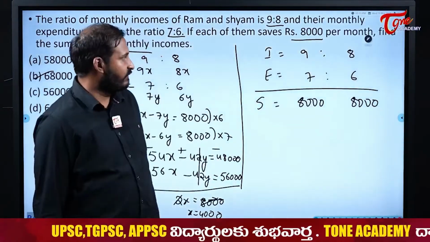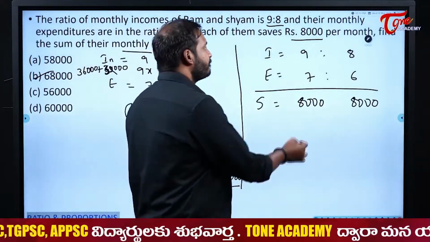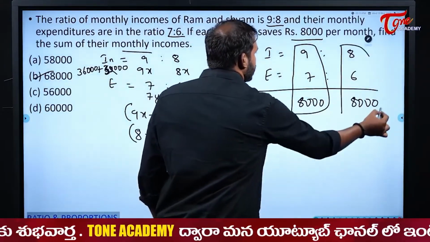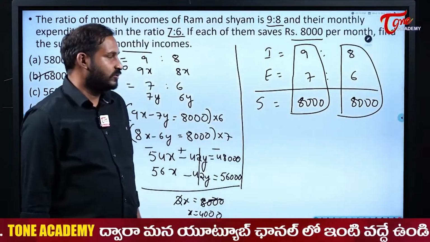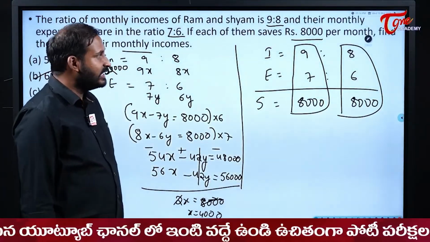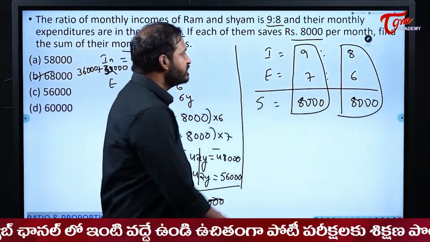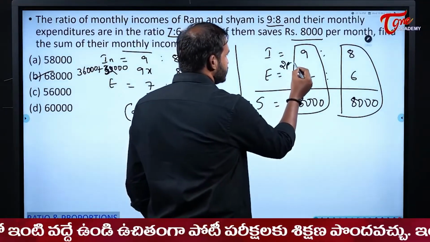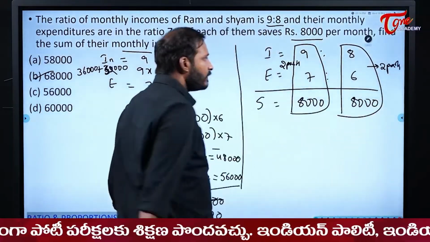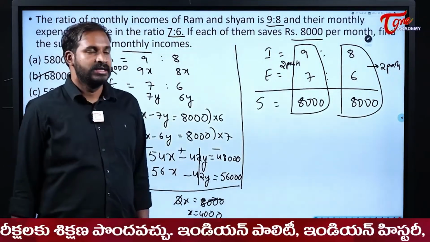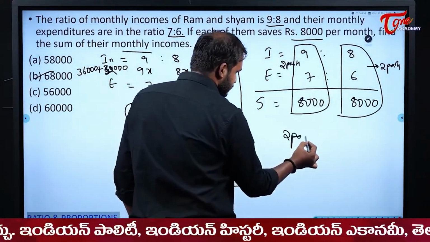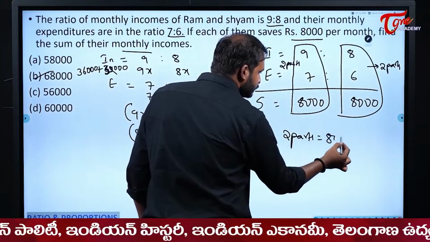Now, in this type of cases, please observe this one, 9, 7, 8 and 6, the difference is the same portion, 2 parts and 2 parts, that is 8,000. Luckily here, the difference between these two is how many? 2 parts, and the difference here is also 2 parts. So that means we can directly take that these 2 parts is equal to 8,000.